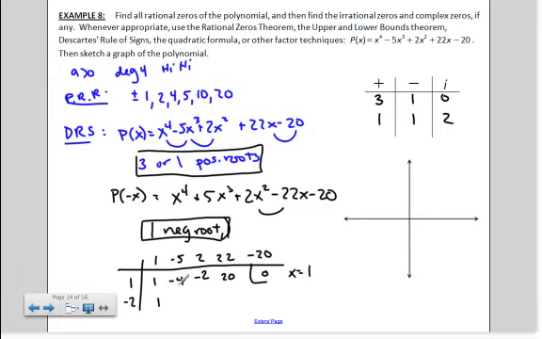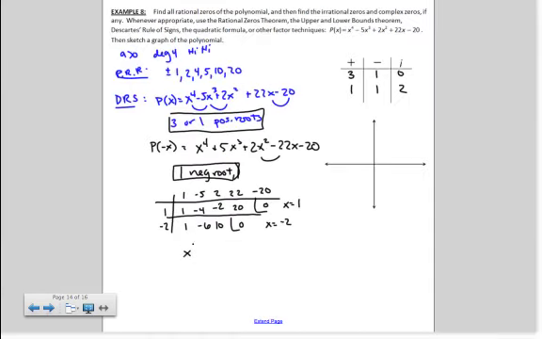So maybe draw a new line. We're going to use negative 2 with that one because we already found a solution. And we get 1, negative 6, 10, and 0. So x equals negative 2 is a solution. And what we have left is a quadratic. So that gives us x squared minus 6x plus 10.